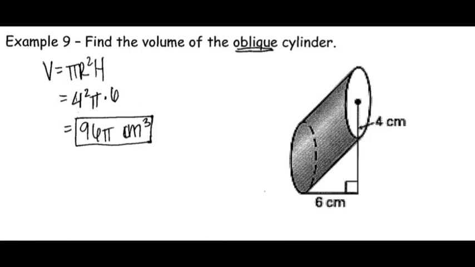Now we want to find the volume of the oblique cylinder. Because of Cavalieri's principle, we can do that and use the same formulas. So my volume is pi r squared times the height. So here my radius is 4. 4 squared times pi times, they gave me that my height was 6. So multiply it together and you should get 96 pi centimeters cubed.